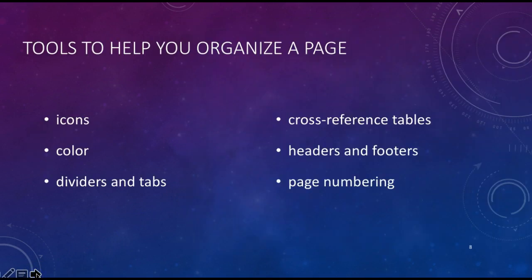So, some tools to help you organize a page. Some things that you can use are icons, like we saw in that very first graphic on proximity. Color. You can use dividers and tabs, for example, if you're creating notebooks for a presentation. You can have cross-reference tables, headers or footers, and page numbering. These are all items that can help you organize a page.